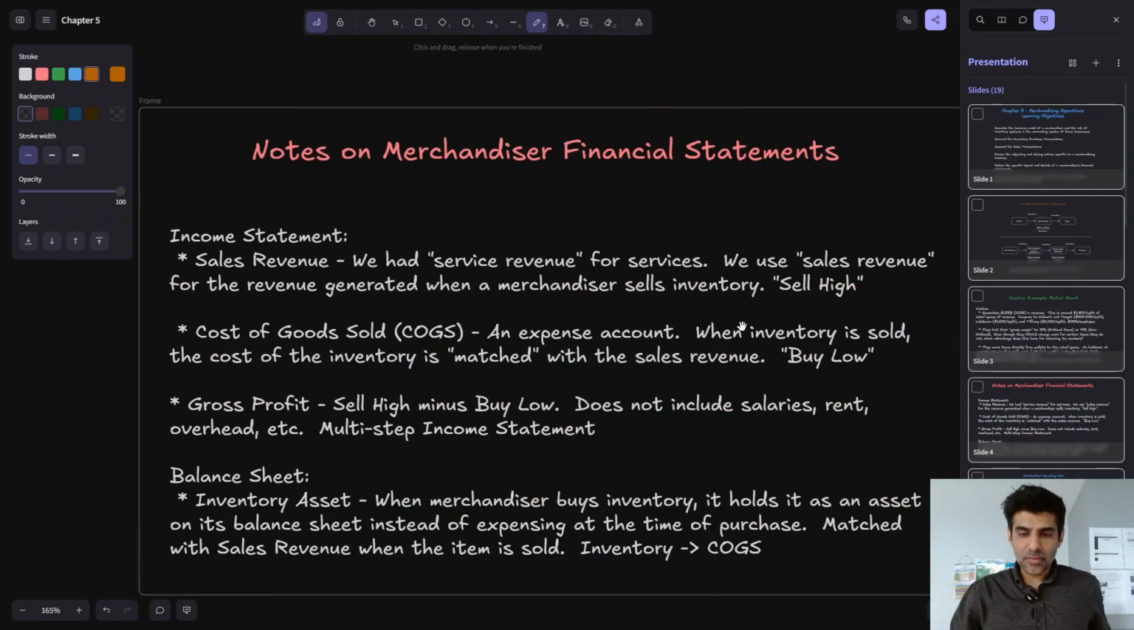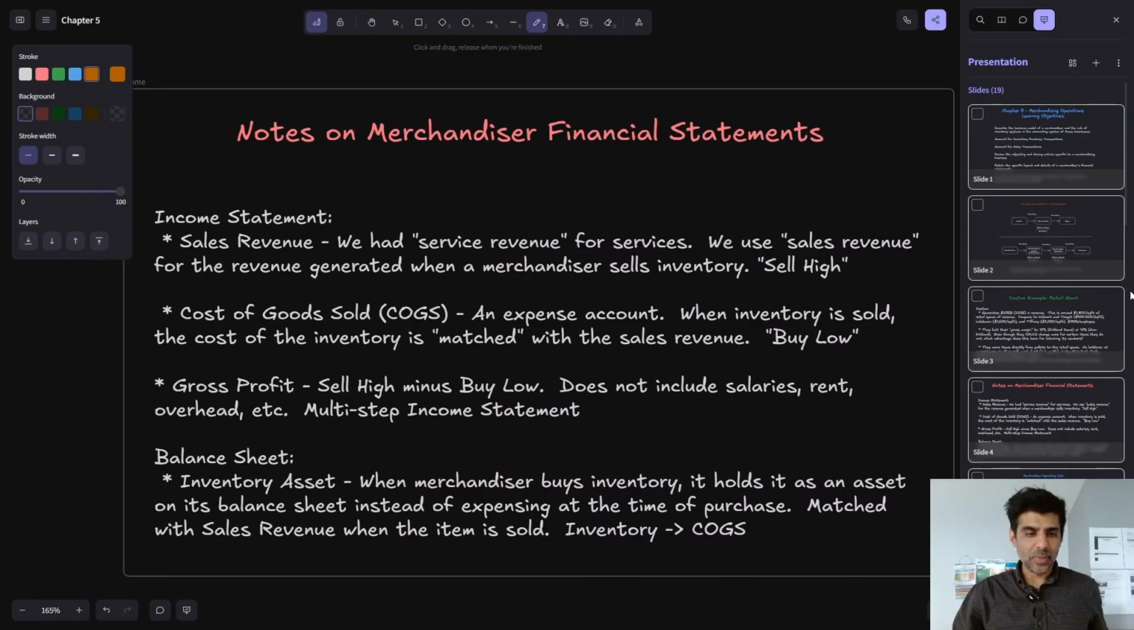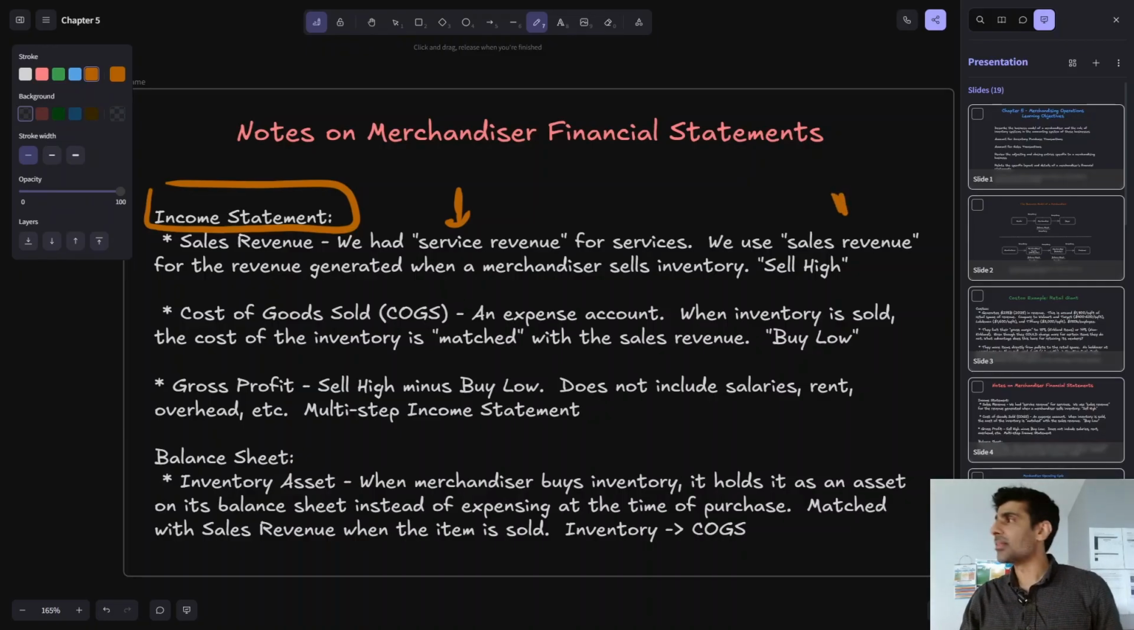Okay, so I think I've mentioned some of this before, but let's just be clear. The income statement, there's going to be a couple of new things that happen. We were using service revenue before in the homeworks and stuff. Now we're going to use sales revenue. This is the new type of revenue that we're going to be dealing with for the merchandising business, because it's not service revenue, right? It's revenue coming from the sale of goods. So we're going to call that sales revenue.